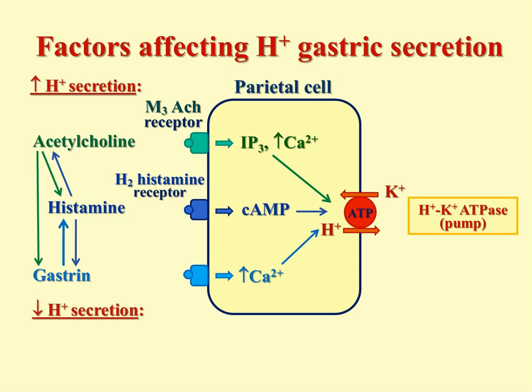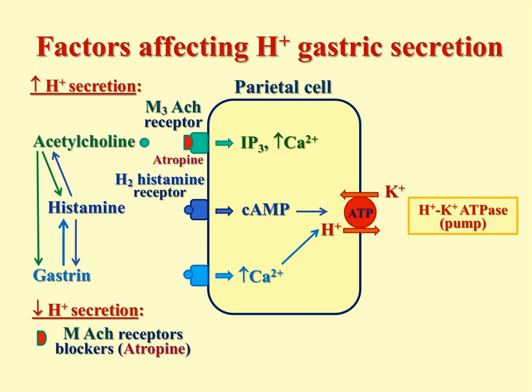And how can we do it? We can block any of these receptors, except for gastrin, not identified still. For block of the action of acetylcholine, we have blockers of muscarinic acetylcholine receptors, of which the main example is atropine. So, atropine, when it blocks the receptors, prevents the effect of acetylcholine, and the potentiation effect of acetylcholine also is decreased.